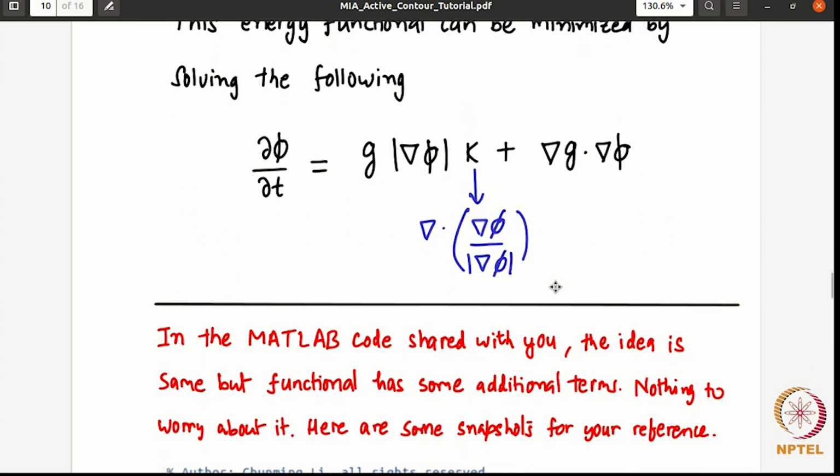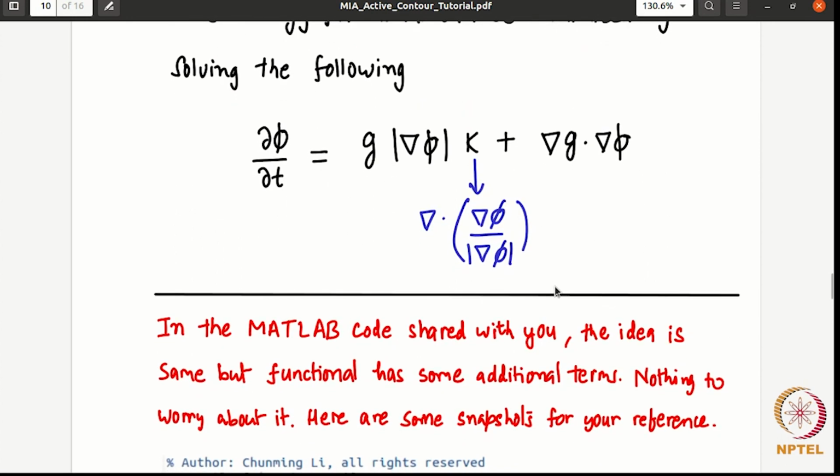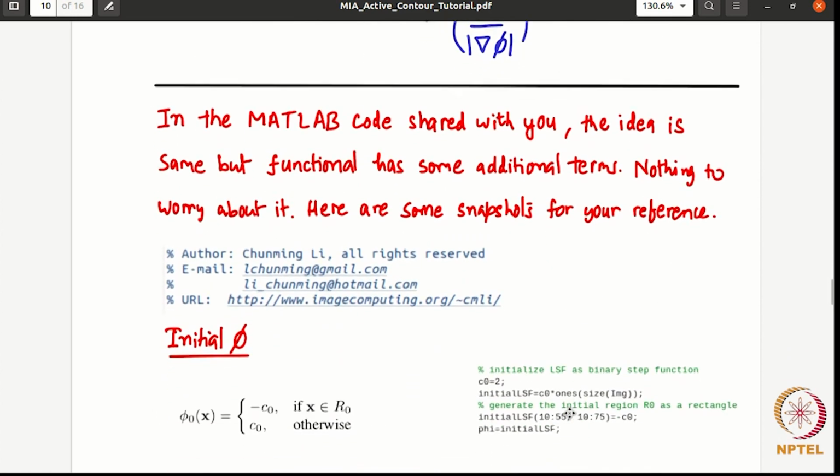In the MATLAB code shared with you, the idea is the same, but the functional has some additional terms. Like in the case of snake, that code had some additional forces, balloon forces and gradient vector field forces. Here also it has some additional terms in the functional, but don't worry about it. I will show you that even though it looks complicated, the basic things that we have just seen are sitting there. Here are some snapshots for your reference.